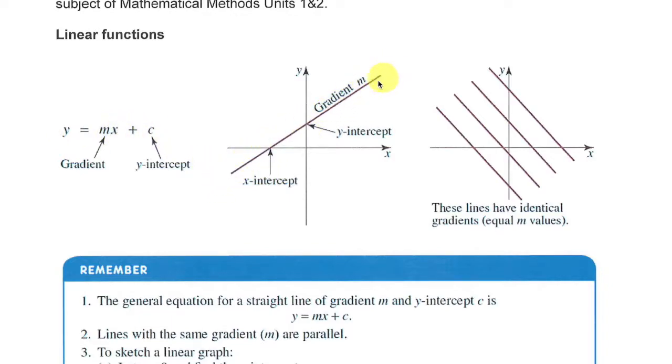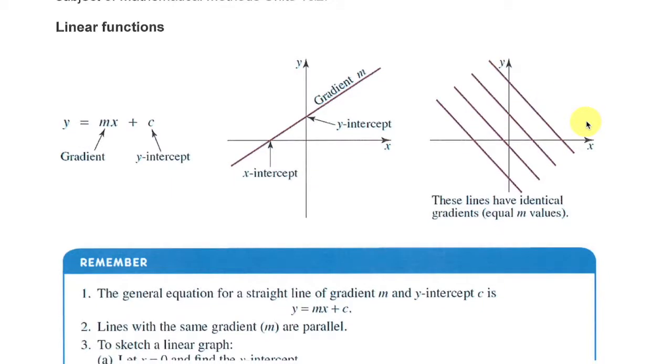Straight line graph, there's the gradient, the measure of steepness, the y-intercept where it cuts through the y-axis, and the x-intercept where the straight line cuts through the x-axis. Here we have a set of parallel lines. They have exactly the same gradient, but obviously they're cutting through the x-axis and y-axis at different places.